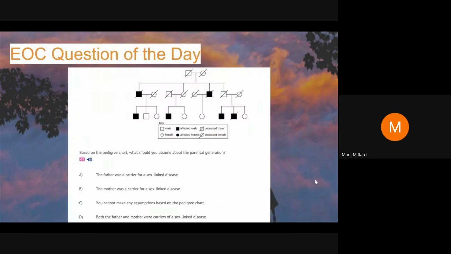And here's our EOC question of the day. Based on the pedigree chart, what should you assume about the parental generation?